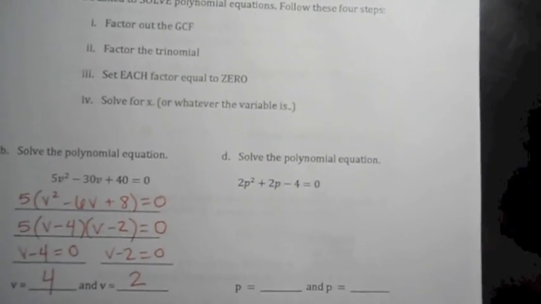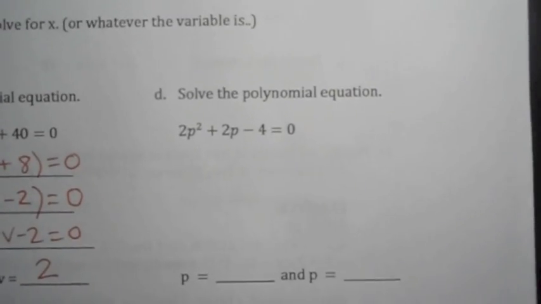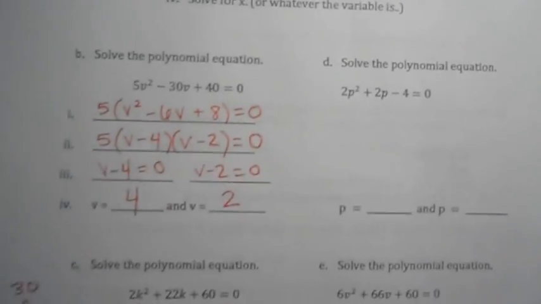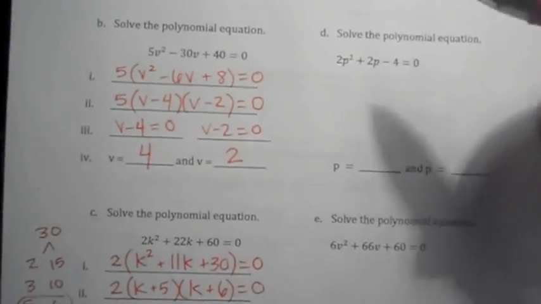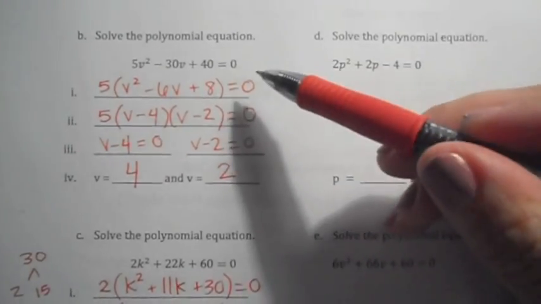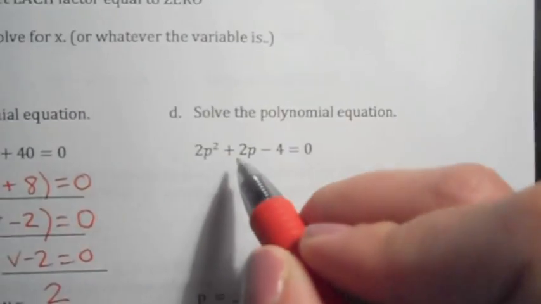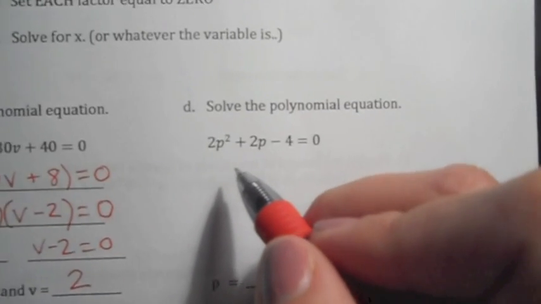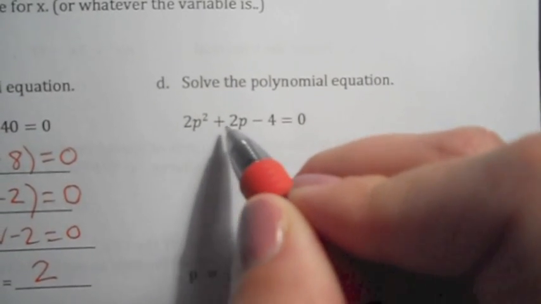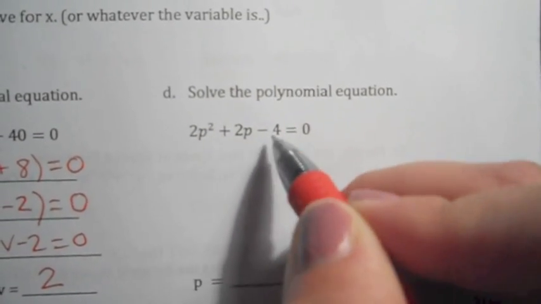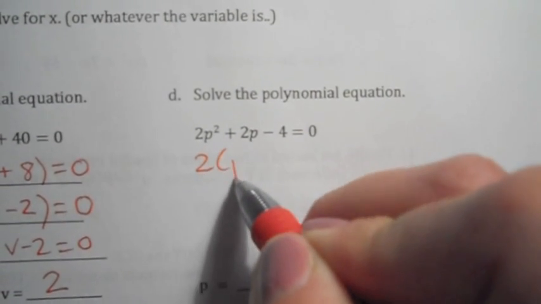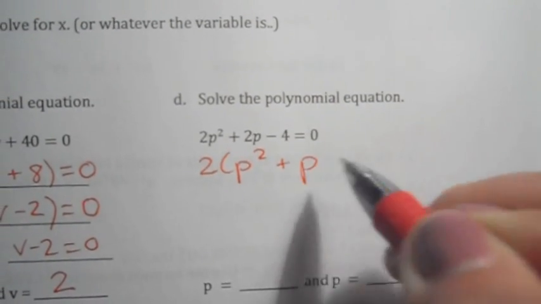On number 9, we're going to move to part D. Now, D is similar to B and C. We need to follow the same 4 steps, but I did not provide the outline for you. I want you to try to do it on your own. So we know the first step was to factor out the GCF, and here our GCF would be 2. So we factor out a 2.